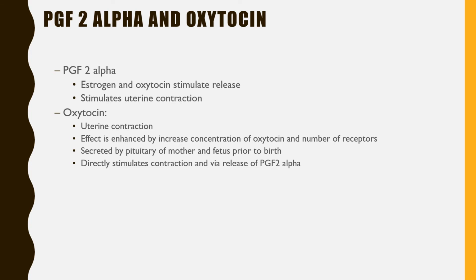PGF2 alpha, estrogen and oxytocin stimulate its release, and this system helps to augment and stimulate that uterine contraction, as I mentioned. The oxytocin, again, uterine contraction. Its effect is enhanced by increased concentrations of oxytocin and numbers of receptors. Those receptors were enhanced by the effect of estrogen throughout pregnancy. It's secreted by the pituitary of the mother and the fetus prior to birth, so they both release it. It directly stimulates contraction via release of PGF2 alpha. So this is the mechanism with which it's able to increase its contraction.